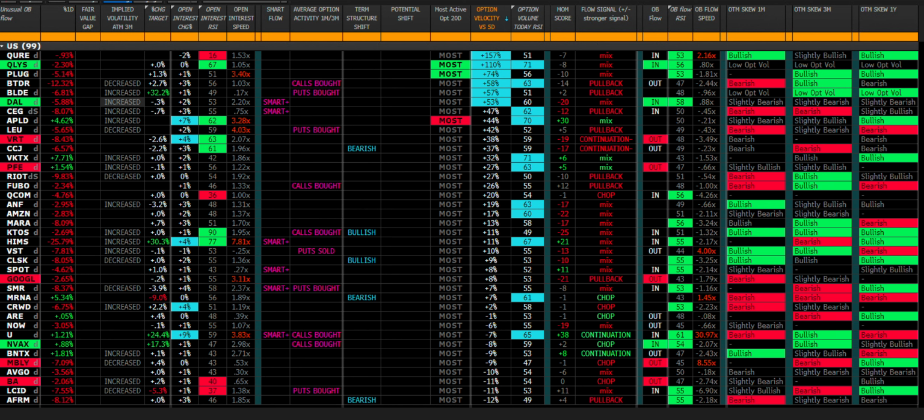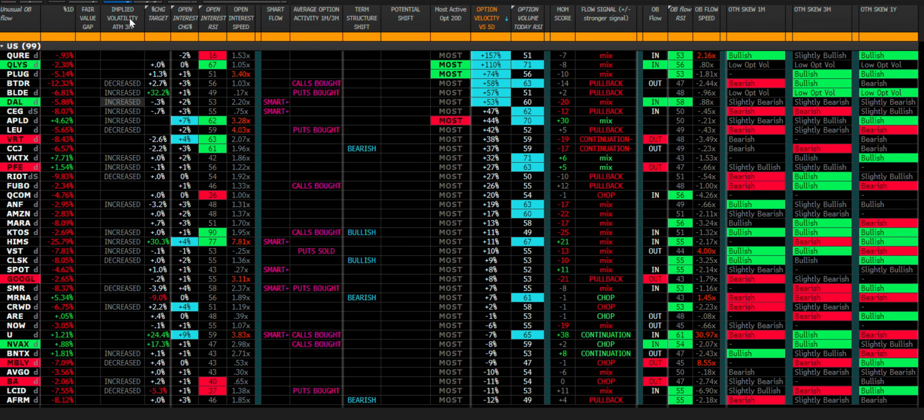Then number 3 is fair value gap, FVG. It measures how quickly shares are traded compared to their recent volatility. High speed is potential trend continuation or reversal driven by big investors. Right here, we don't have any data for today. If there is data, you can pay attention to it.